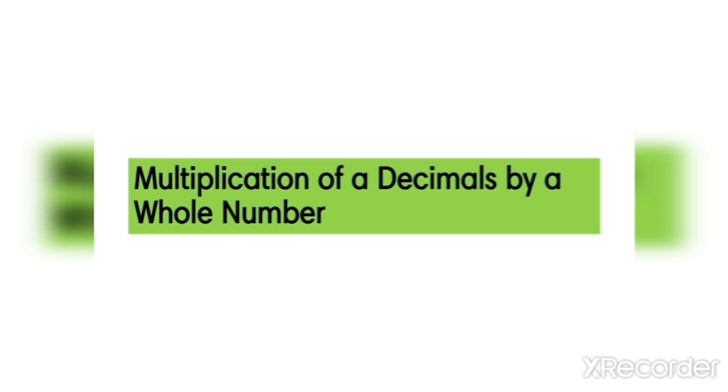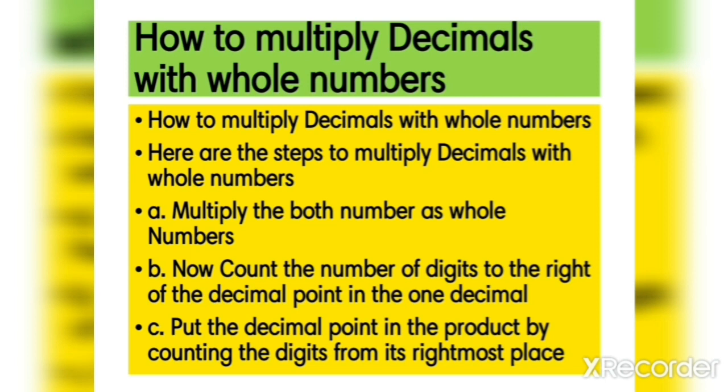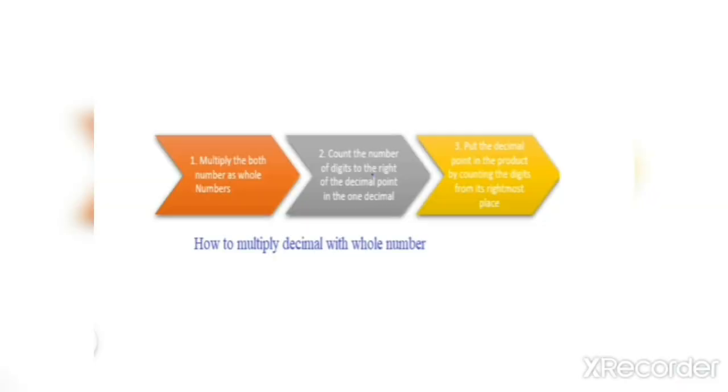Now let us learn multiplication of a decimal by a whole number. How to multiply decimals with whole numbers? Here are the steps to multiply decimals with whole numbers. Multiply both numbers as whole numbers. Then count the number of digits to the right of the decimal point in the decimal. Put the decimal point in the product by counting the digits from its rightmost place. You can understand these steps through the simple flow chart. How to multiply decimal with whole number.